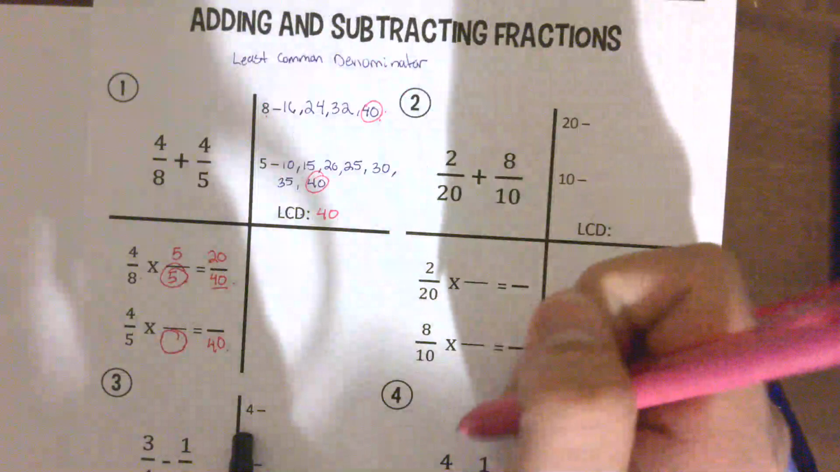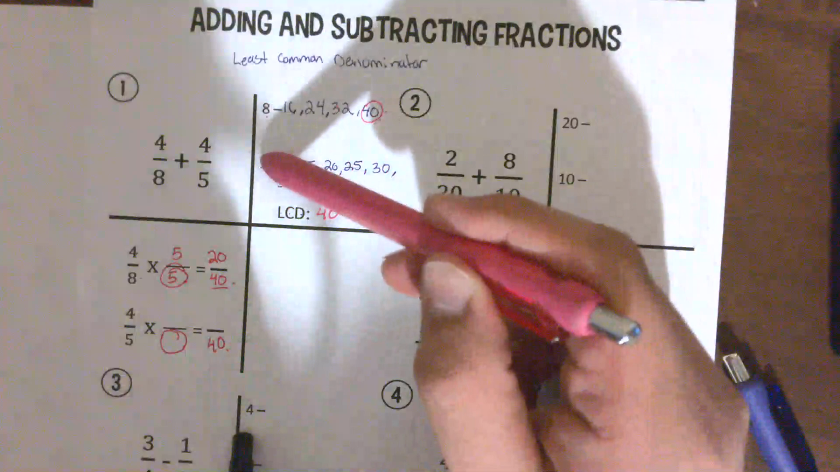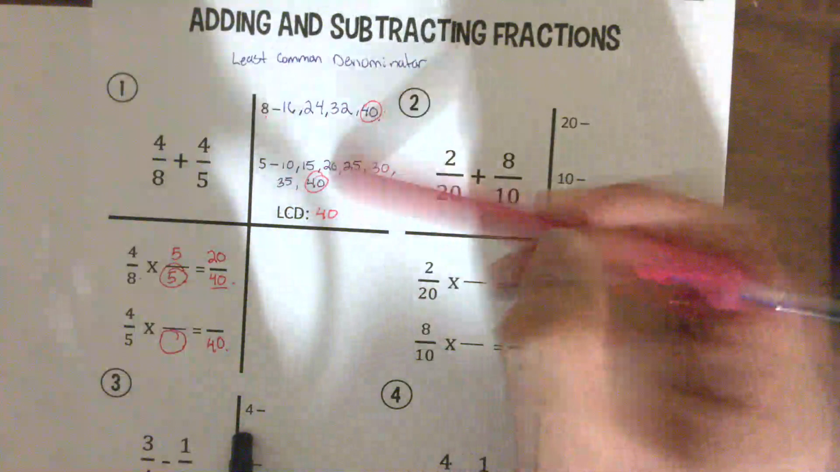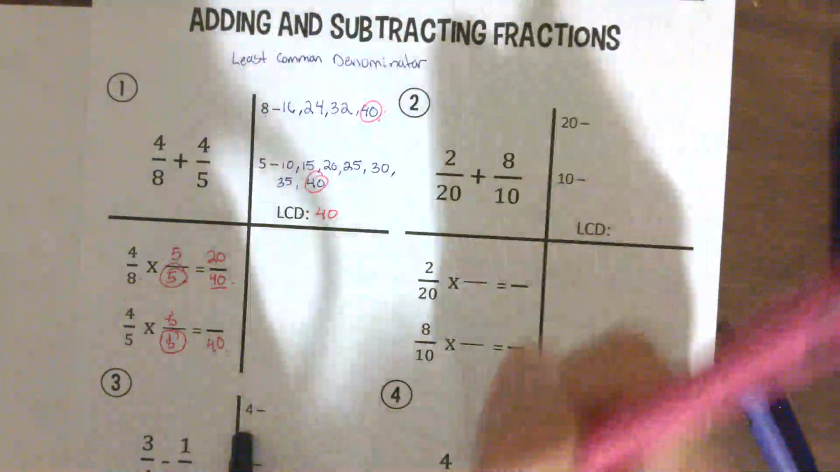Looking at the fraction below here, the factor that I need to multiply 5 by to get 40, if I count up here, so that's 1, 2, 3, 4, 5, 6, 7, 8 times 5 is 40. So then 5 times 8, and what I multiply at the bottom, I must multiply at the top. 4 times 8 is 32.